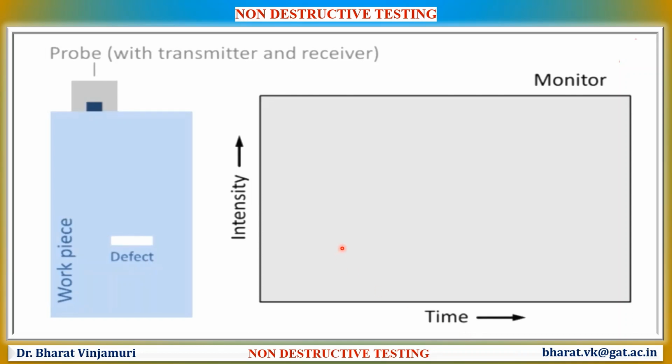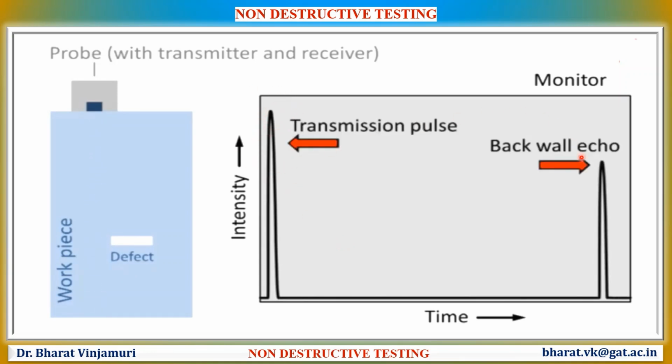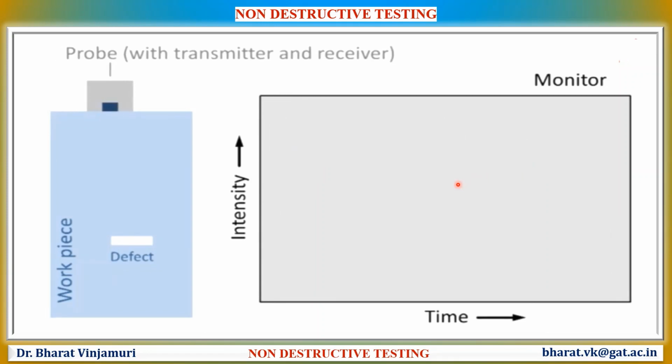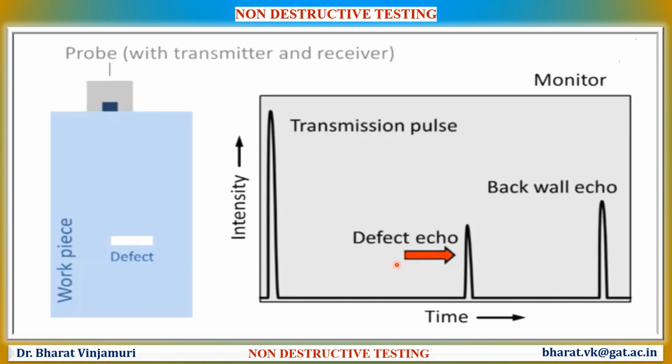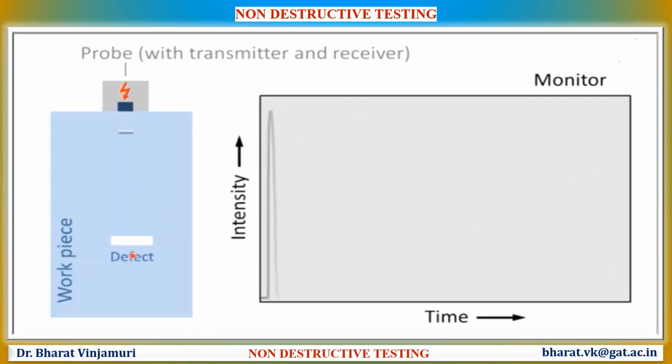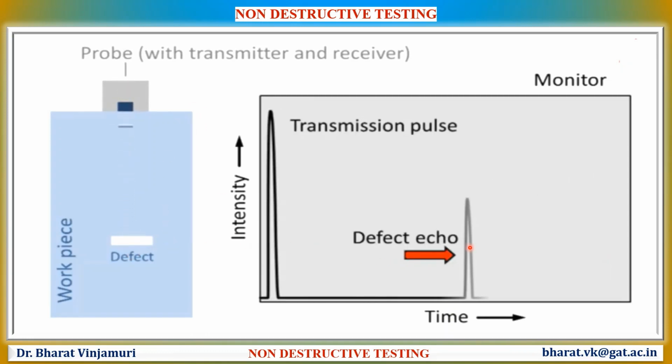When there is no defect, there will be two signals in the monitor. The first one is called the transmission pulse. The second one is called the backwall echo. If the sound wave is partially deflected by the cavity, then an additional echo can be seen, which is called the defect echo. If the sound wave is completely reflected by the defect, then there will be only the defect echo and no backwall echo.